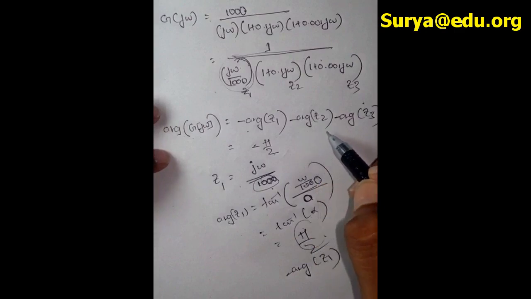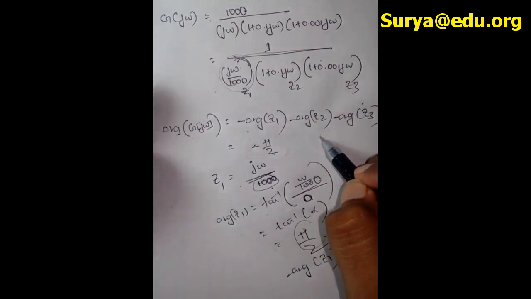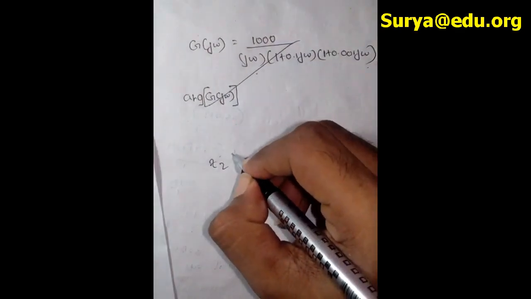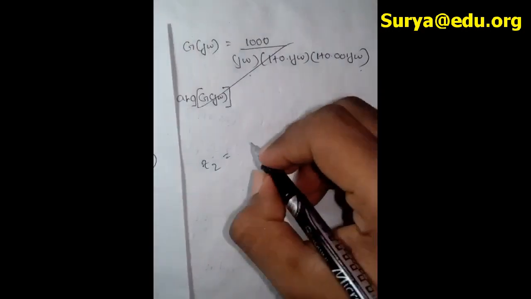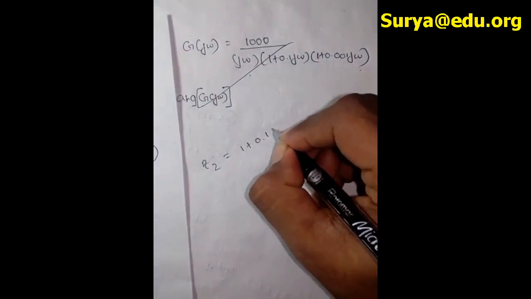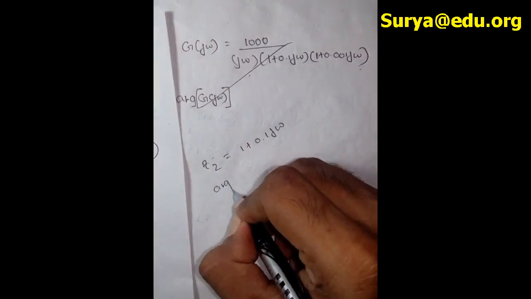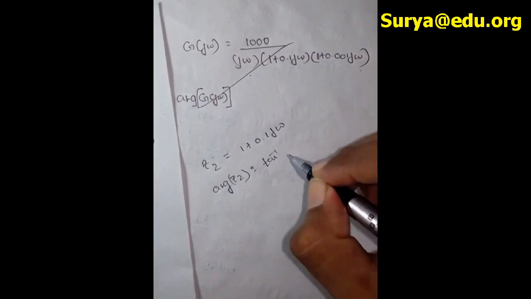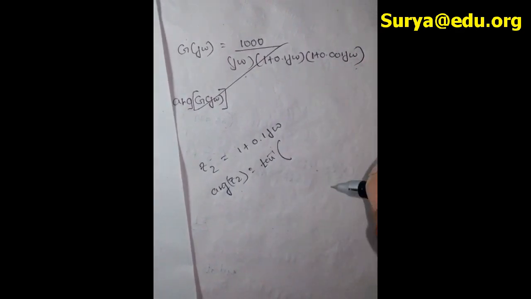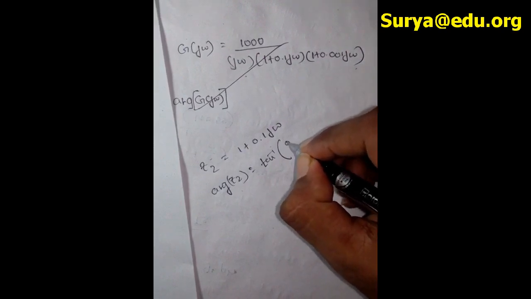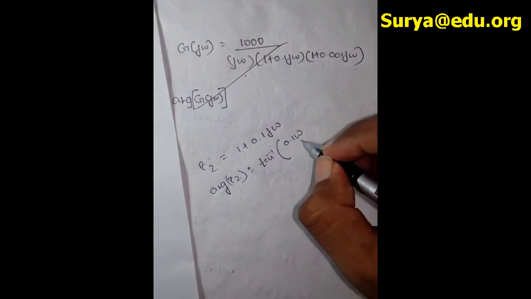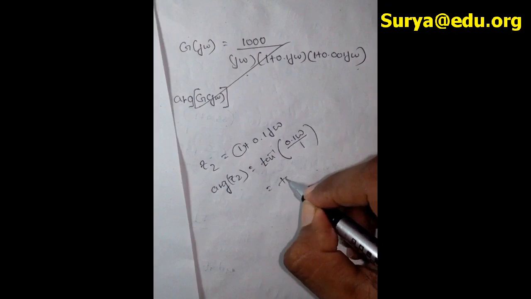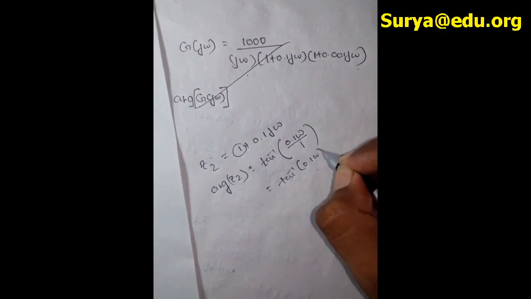Okay, so what is the next part? Minus argument of Z2. Now what is Z2? Z2 equals 1 plus 0.1 j omega. So what is the argument of Z2? Argument means that angle. So it is tan inverse of imaginary component divided by real component. The imaginary component is 0.1 omega. The real component is 1, so dividing by 1 gives the same term. So you can say tan inverse 0.1 omega.